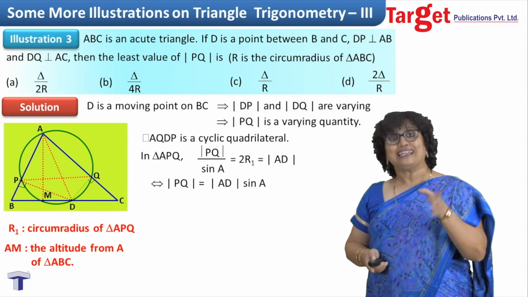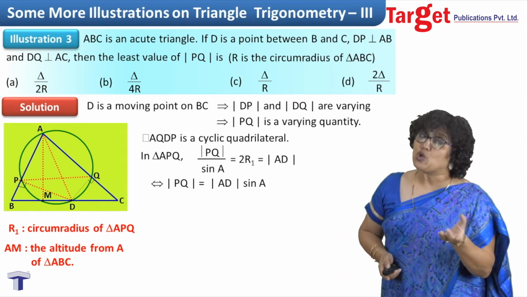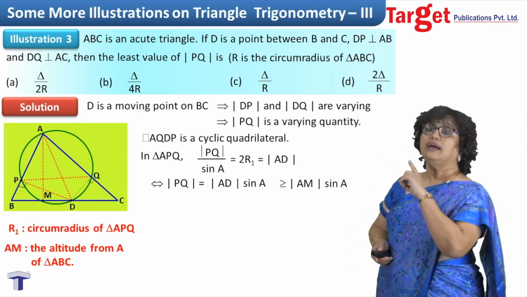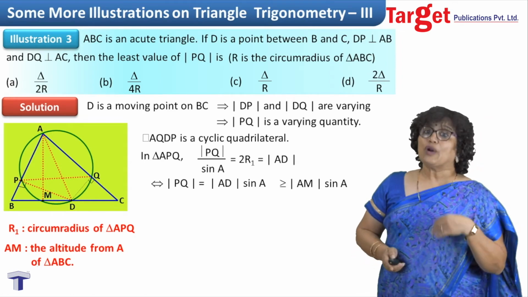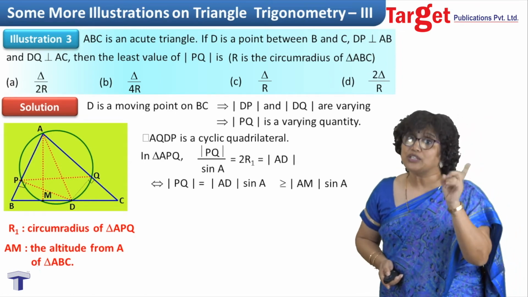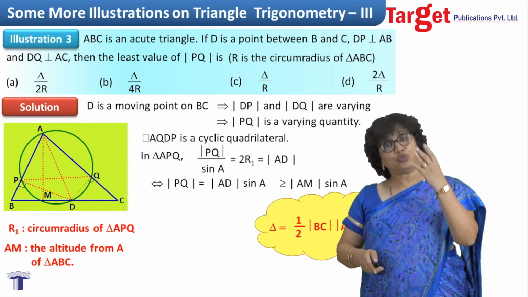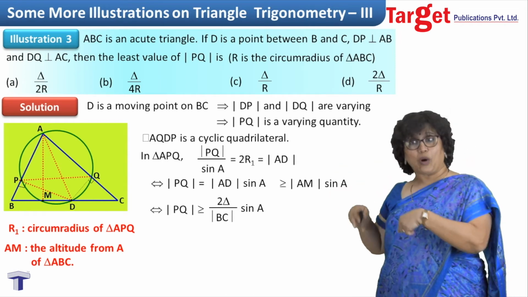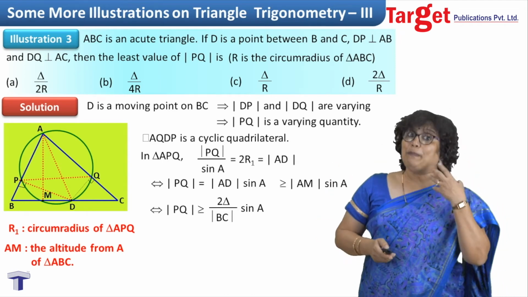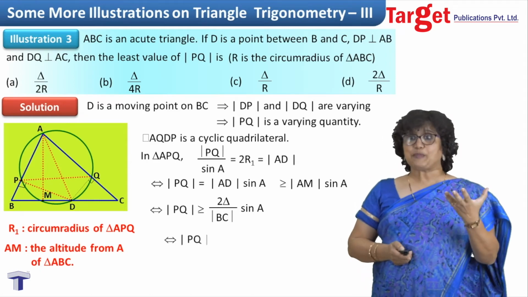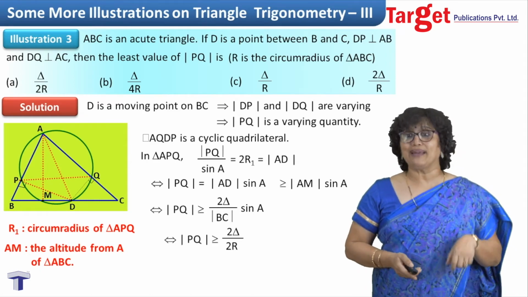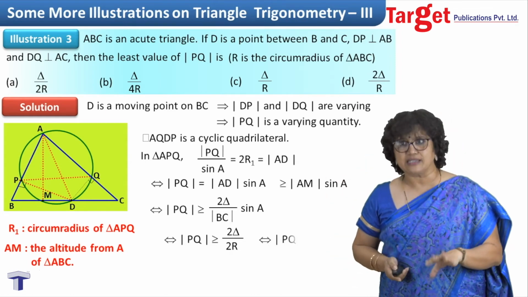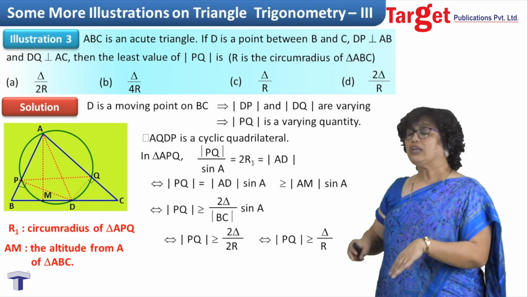Now AD is bigger than AM or equal to AM also if D moves to position M. So hence I write this is greater or equal to AM into sin A. Fine. Now what is AM? It is altitude and altitude is used in the area. So I try to use that area formula and I write PQ is greater or equal to 2 delta upon BC into sin A. Now BC upon sin A, this has a special meaning. What is that? It is nothing but 2R. So PQ is greater or equal to now 2 delta upon 2R. 2 and 2 get cancelled and I get PQ greater or equal to delta upon R.